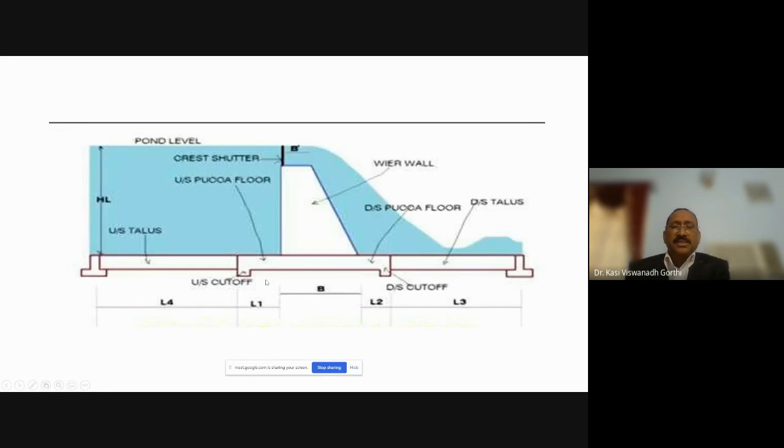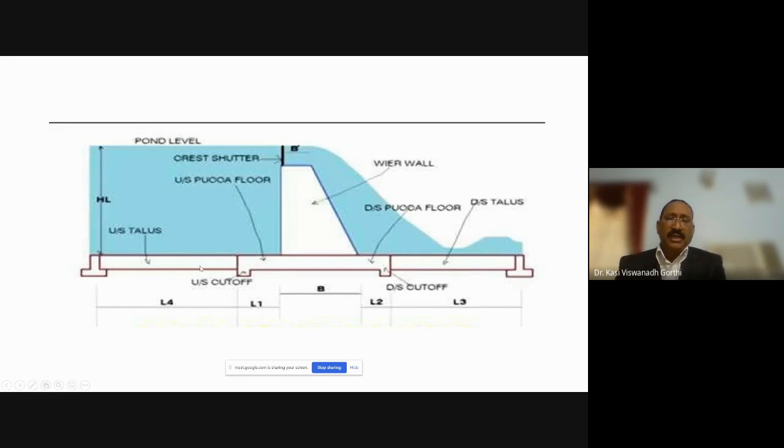However, on the upstream side and downstream side, there will be a pucca concrete floor which is provided. Pucca floor or a concrete floor is provided where the weir wall is directly resting. So not only just below the weir wall, but on the upstream side and the downstream side, it will be extended. Also, there will be sheet piles or cutoffs which are provided at the upstream portion and at the downstream portion also. Following this concrete floor, you will be having upstream and downstream talus portion. This talus is provided on the upstream side as well as on the downstream side.